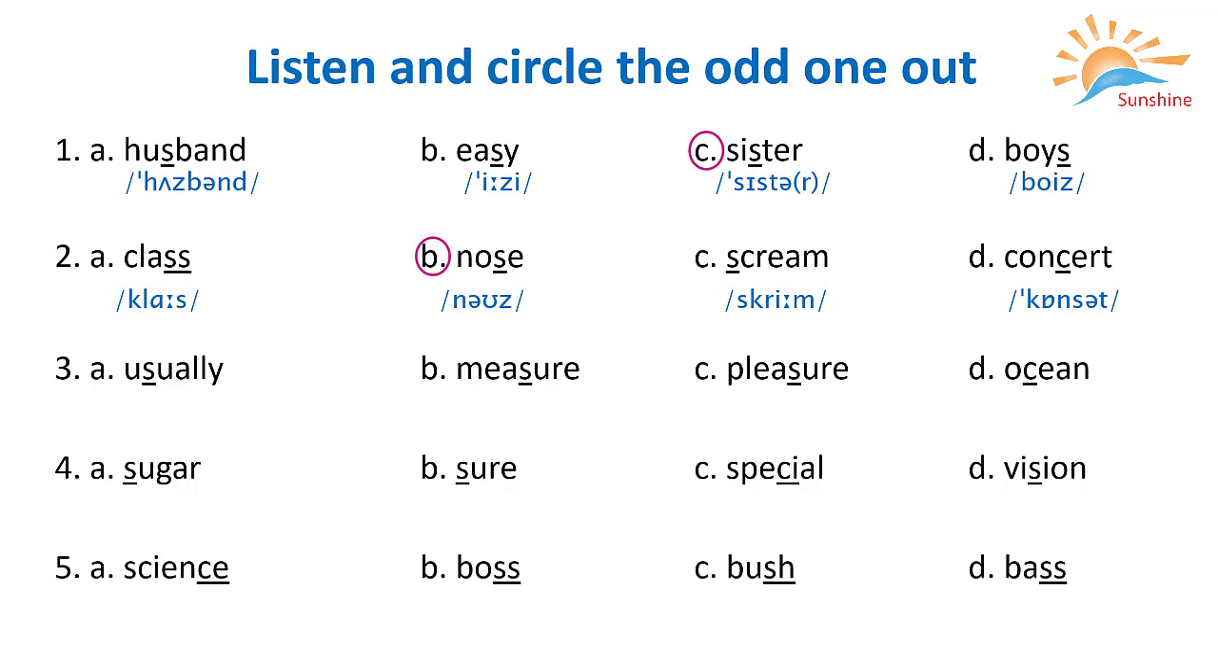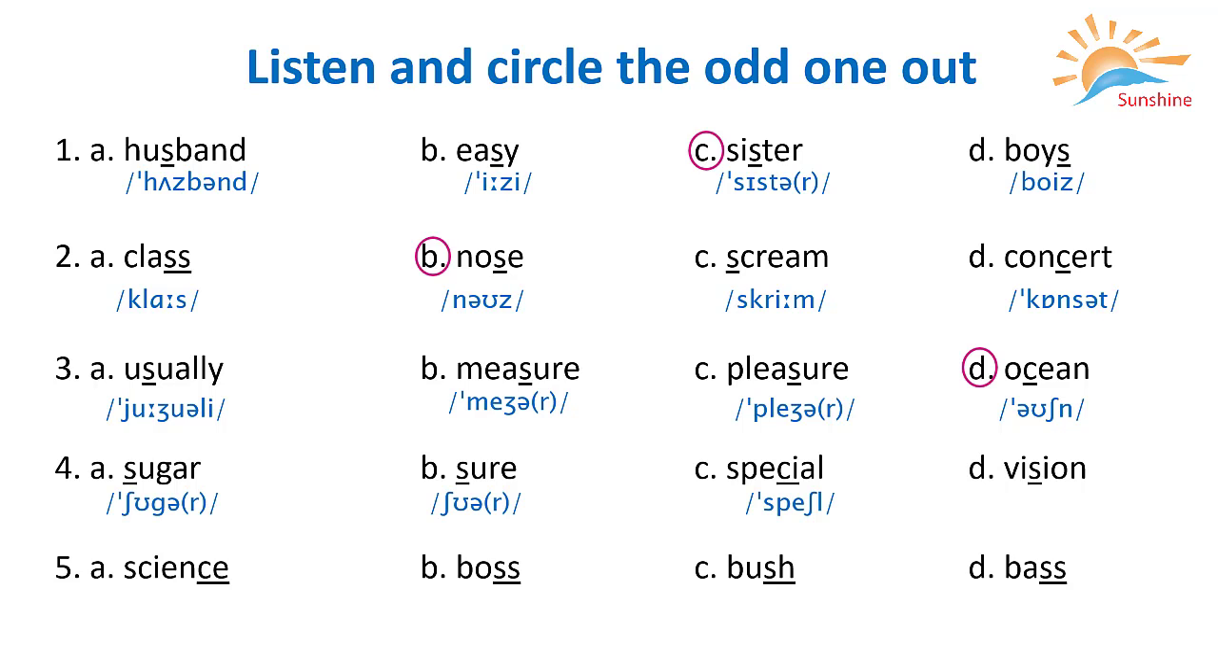Number 3. Usually, measure, pleasure, ocean. Did you hear the sh in ocean? It's D. Number 4. Sugar, sure, special, vision. It's the voiced zh in vision. It's D.